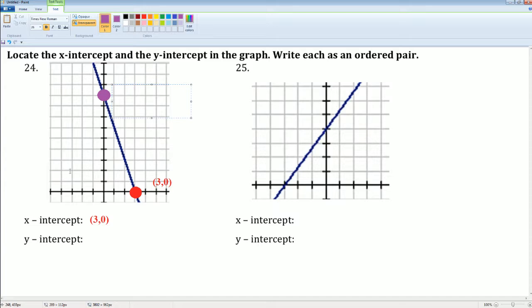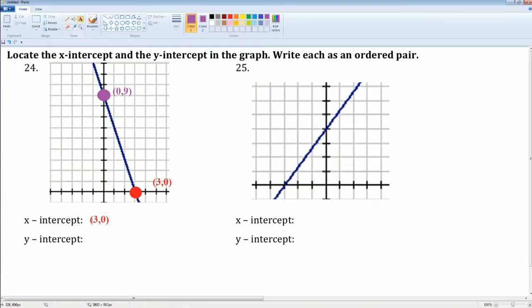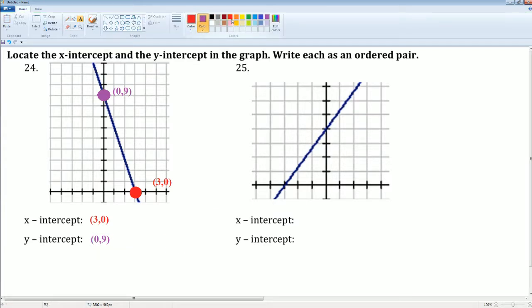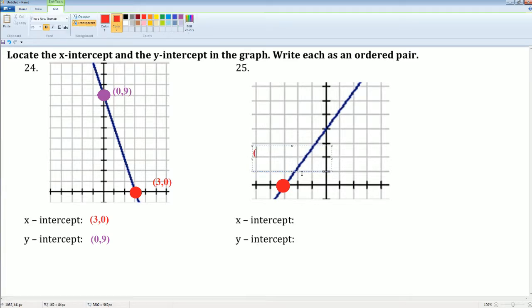Let's count. That is when x is equal to 0. What is y? So let's count: 1, 2, 3, 4, 5, 6, 7, 8, 9. So the y-intercept is at 0, 9. Let's do the next one. That is red for the x-intercept. That is the point where it is crossing the x-axis. That is -3, 0, because y is at 0.